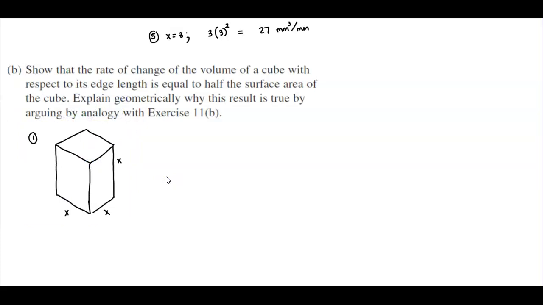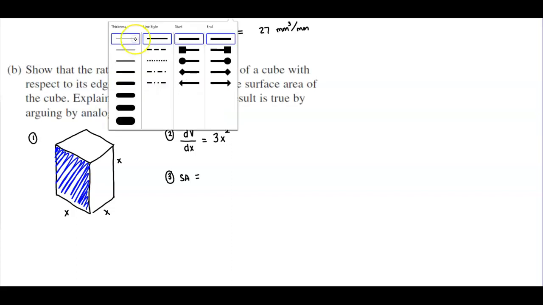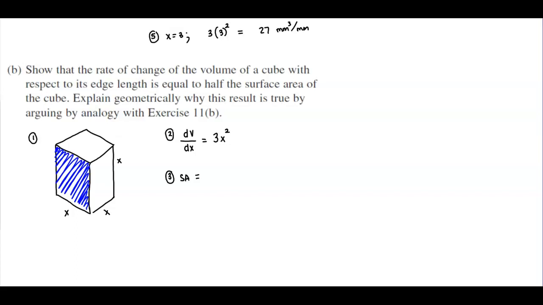First thing is first, we know that the derivative of the volume function gave us 3x squared. And so we need to look at surface area. So what is the surface area, or the area of that surface there? The surface area is equal to what? Well, we have 6 sides, and we have an x times x, which is x squared, so therefore that is 6x squared.